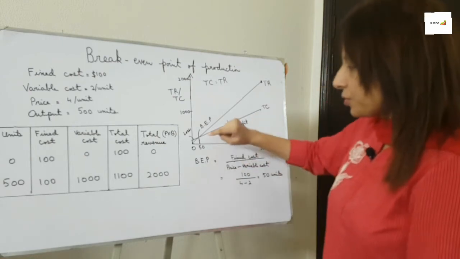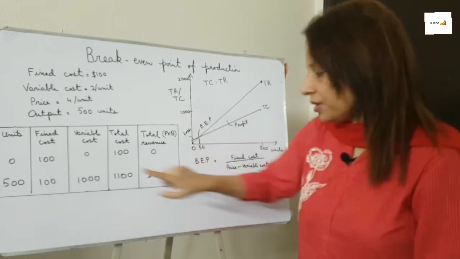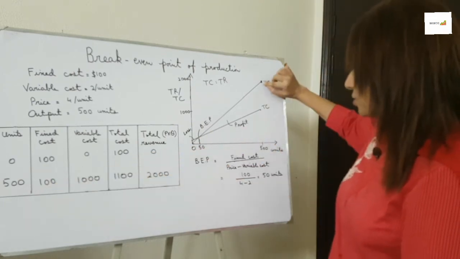Then I have to draw the total revenue curve. At 0, it's 0. And at 500 it's 2000. So I have put this 2000 here.